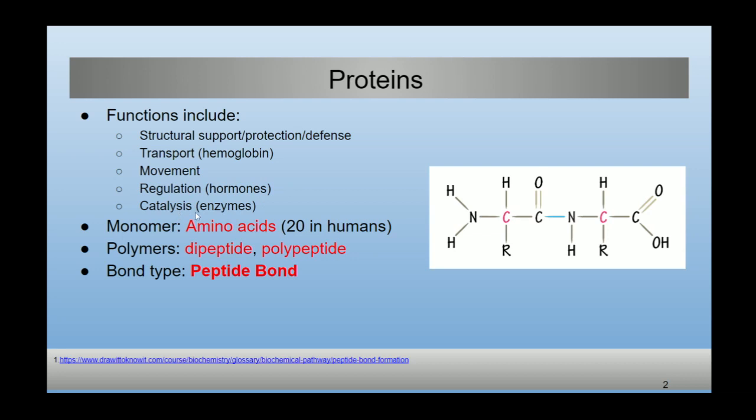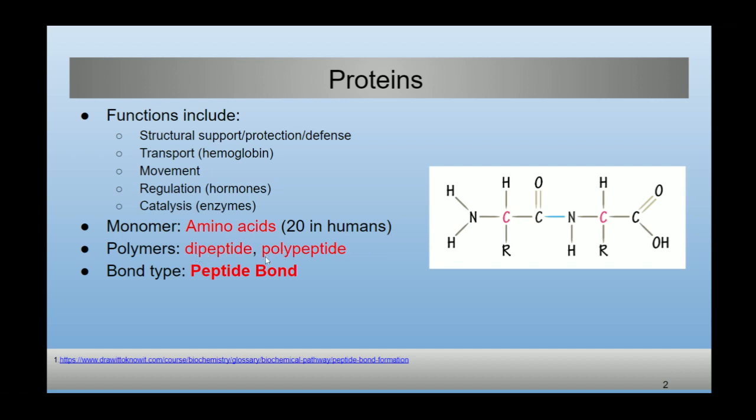And catalysis, which we'll talk about more in our enzymes unit, but catalysis is basically speeding up a chemical reaction in the body. And enzymes are very, very important for biological functions. So proteins have a monomer of amino acids. There are 20 known different types of amino acids in humans. Their polymers are a dipeptide or a polypeptide.